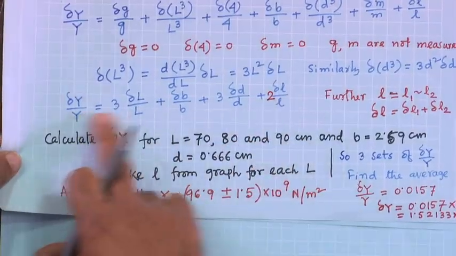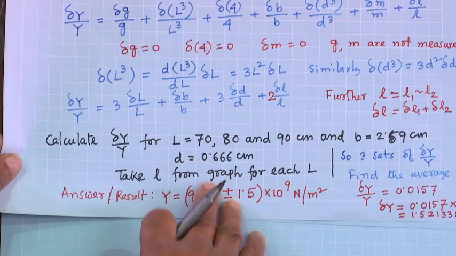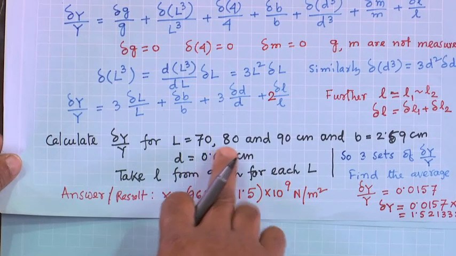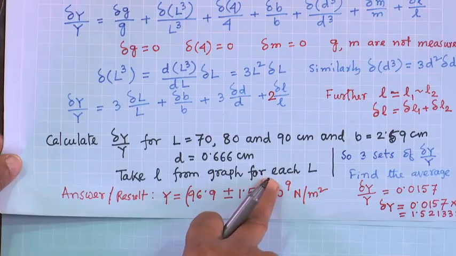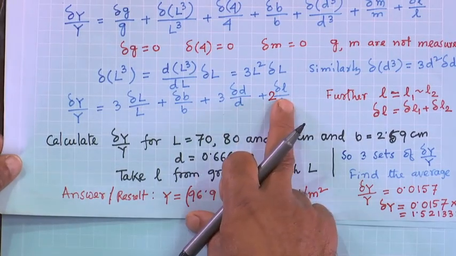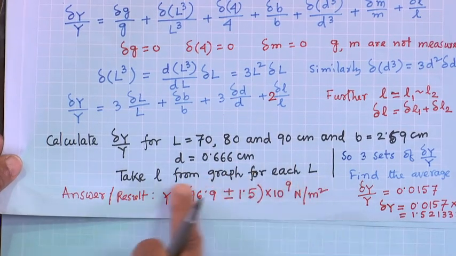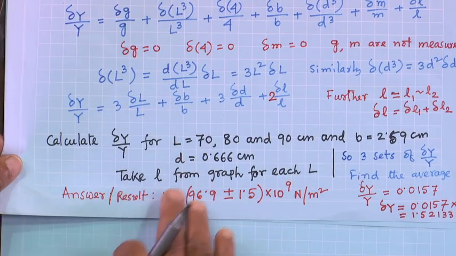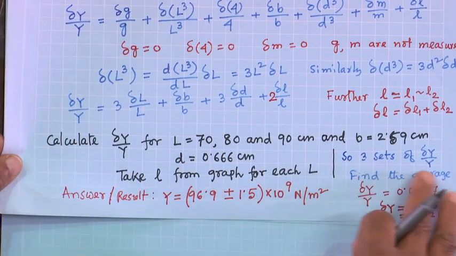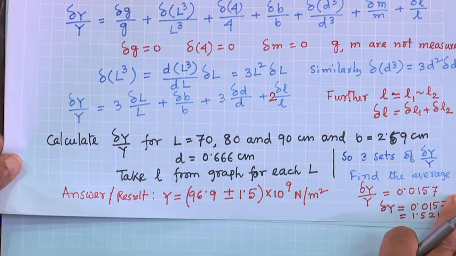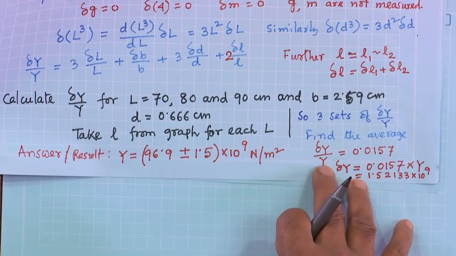So, now just using this formula you calculate del y by y. For 3 sets you should calculate 3 sets of error. One is for 70, then 80 and 90 centimeter; B and D are the same, and from the graph you just take one delta L, choose one L and then use that L for your error calculation. So, you will have 3 sets of del y by y; find the average. I have just written our result using our data. So, the average del y by y is coming like this.